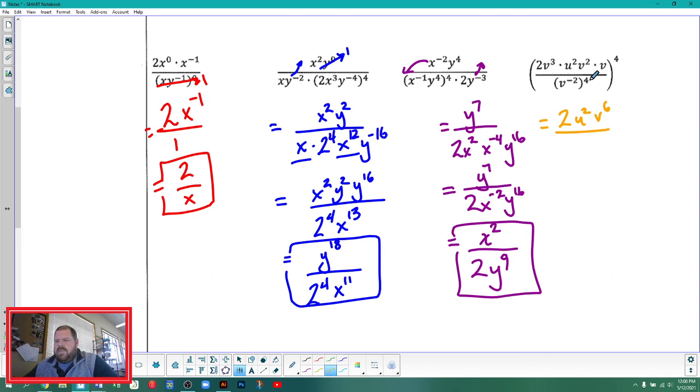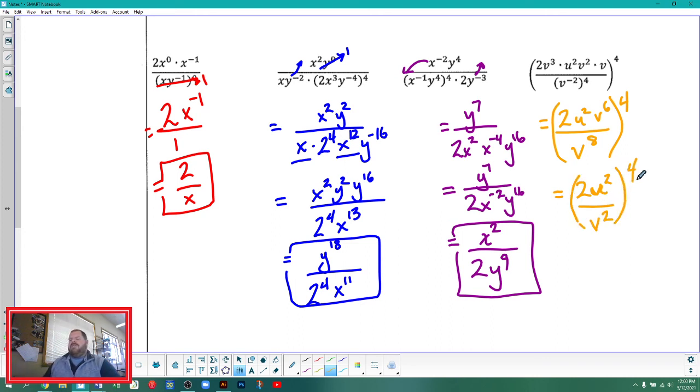On the bottom, I have the product rule of v to the 8th. And then all that will still be raised to the 4th power. We can do a little bit more simplifying. I've got a v to the 6th on top, v to the 8th on the bottom. So I have more v's on the bottom. I'm just writing that 2u squared. More v's on the bottom, there's 2 more of them. And then I'm going to take that and raise it to the 4th power.